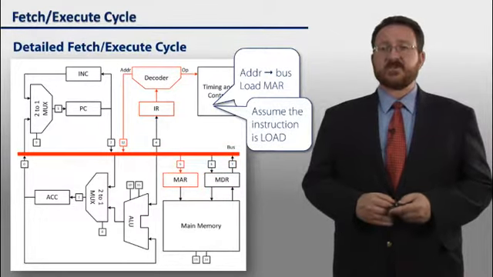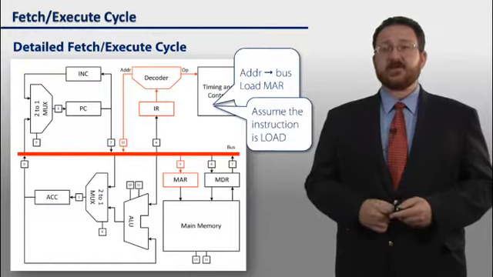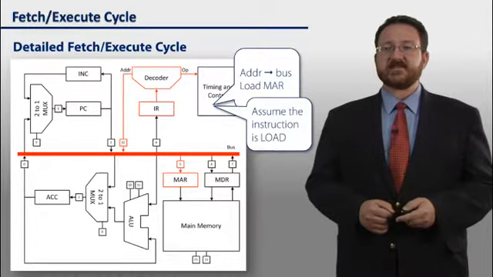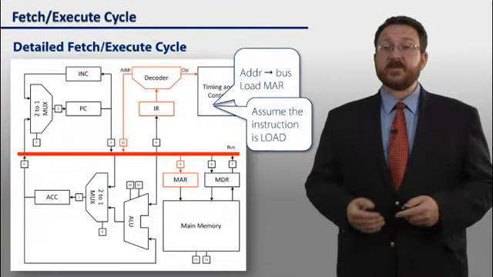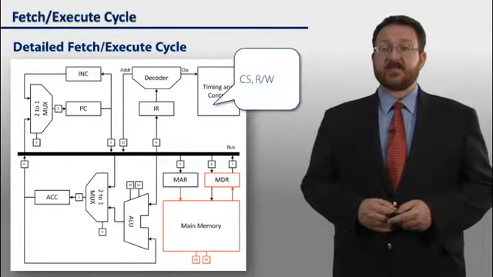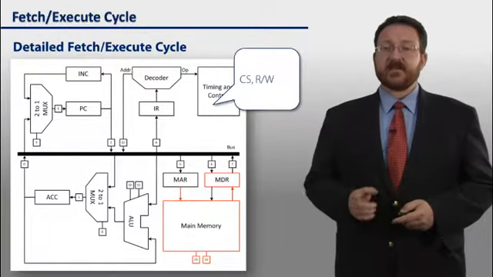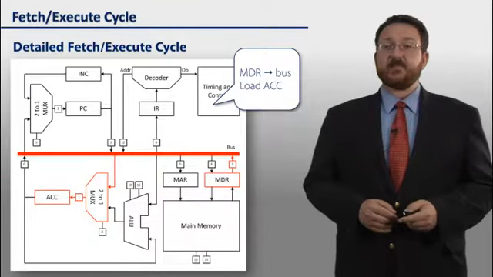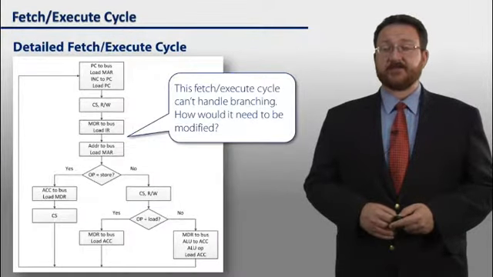If we assume that the instruction is a load instruction, then the opcode will go into timing and control so that we know which portion of execution we're going to do, and the address of the load will flow back onto the bus and then be loaded into the memory address register. Now we're going to fetch the operand that will be loaded into the accumulator from memory. We then assert the chip select and the read bit to activate memory, and now the operand is in the memory data register. But we need to get it into the accumulator. So we're going to send the memory data register onto the bus, and then we will load the accumulator from the bus. And now we've completed the fetch and execute cycle.